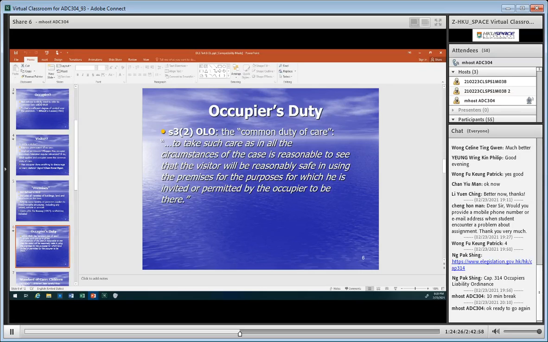The problem with all that, of course, everybody, is that wording is very vague. And if you are alleging occupiers liability, claiming occupiers liability, you've got to prove all the elements of occupiers liability. Well, that could be a little bit difficult here, right? Circumstances of the case is reasonable to see that the visitor will be reasonably safe. So, I mean, how many times have we come across that word reasonable? All right, so that's the occupier's duty.